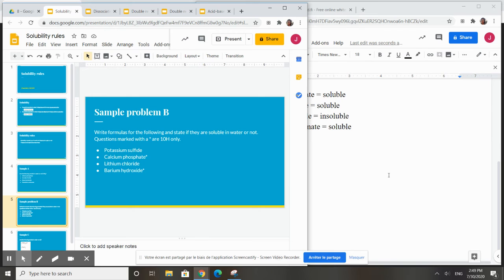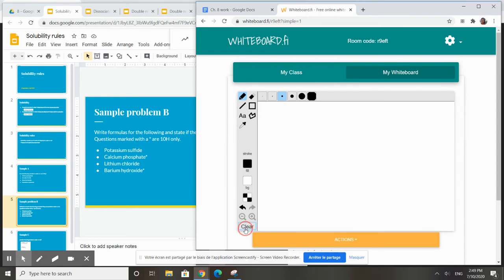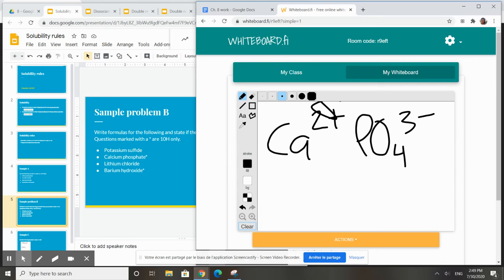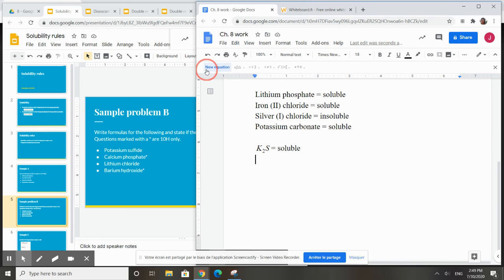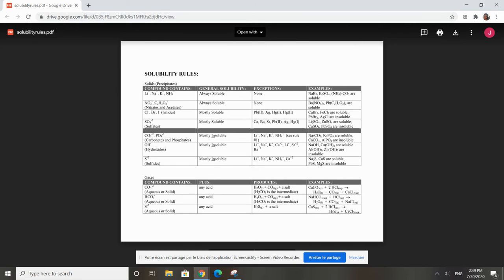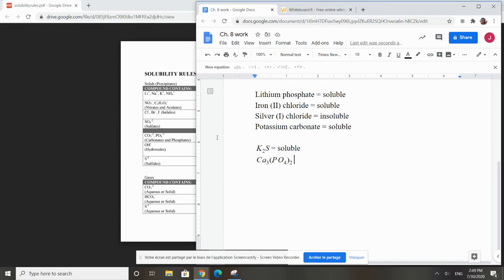Now the second one, I've got calcium phosphate. So calcium is with a 2+ charge. Phosphate is from the polyatomic ion sheet. It's PO4 with a 3- charge. Remember your parentheses here. Now I'm going to check my solubility rules. All right, so I don't see calcium, but I do see phosphate. It is mostly insoluble. I check my exceptions. Calcium is not an exception, so this is insoluble.